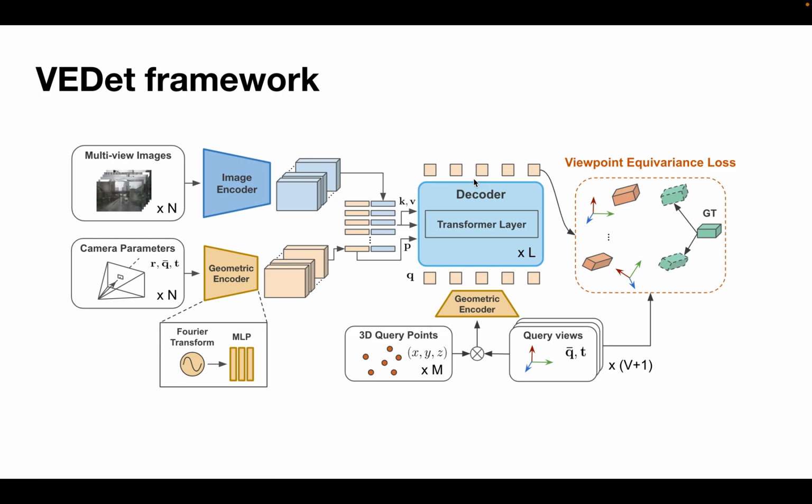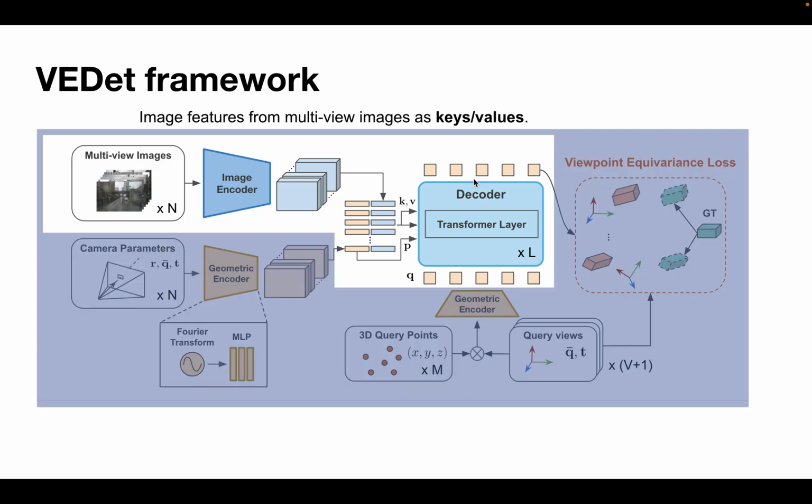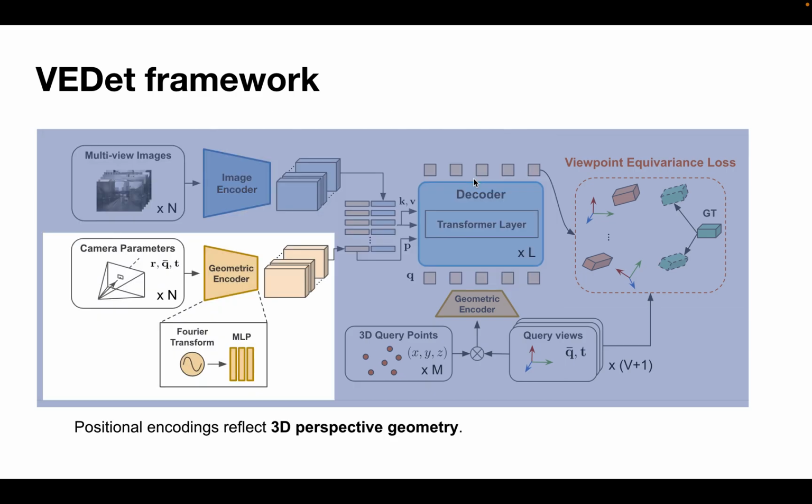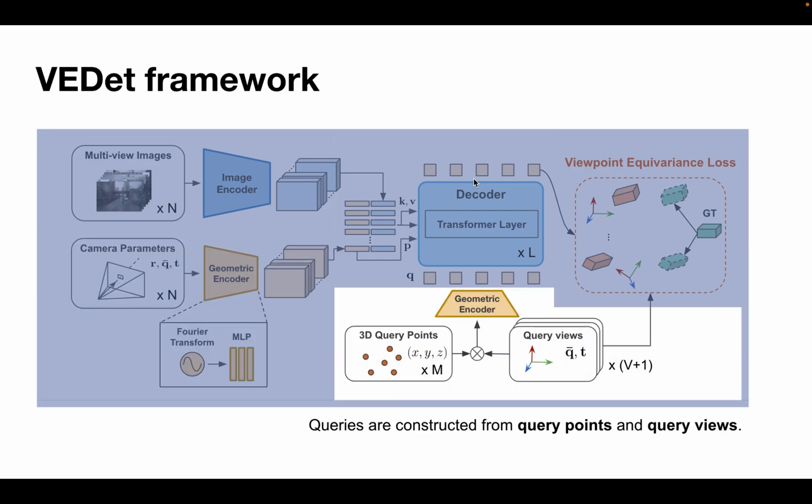Specifically, VEDET has a DETR-style object detector with an image encoder, two geometric encoders, and a transformer-based decoder. The image features of multi-view images are fed into the decoder as the keys and values, while the positional encodings are constructed from the camera parameters to reflect 3D perspective geometry. On the query side, queries are constructed from learnable 3D query points together with selected query views.